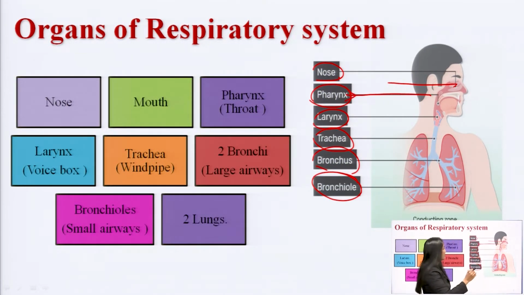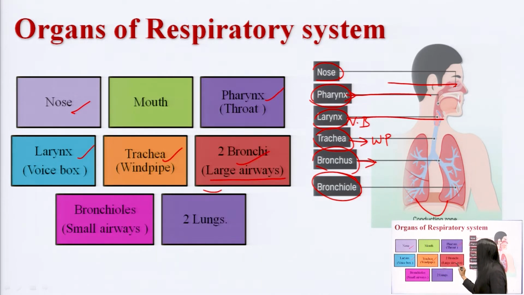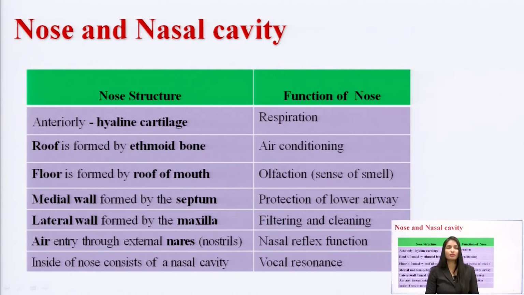You can call it the throat also, and the next one is the larynx, which you can call the voice box, and the trachea, which you can call the windpipe, and finally bronchus and bronchiole, and you have the two lungs, right. So, these are the organs you see in the respiratory system: nose, mouth, pharynx, larynx, trachea, two bronchi, the large airways, and bronchioles, the small airways, and you have the two lungs. So, we will discuss one by one here.